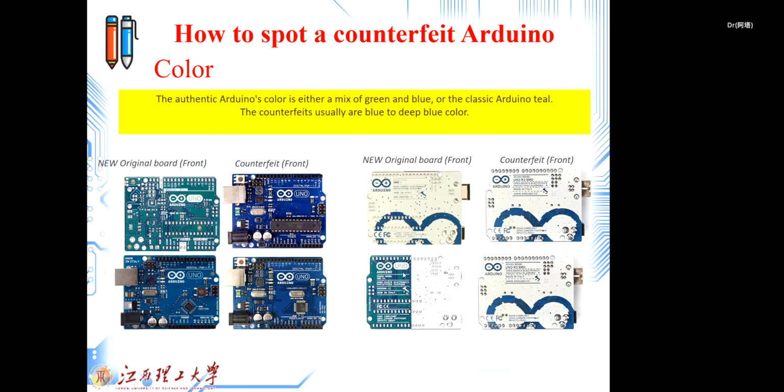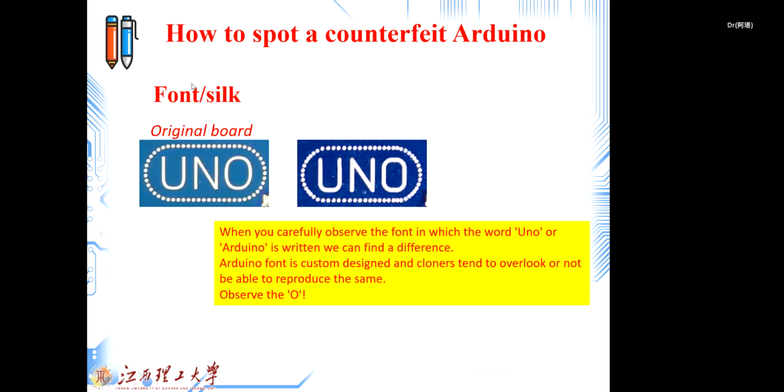From the back side, you will see that the logo of Arduino should be this, or they changed it recently to this green one. But what we can get is something like this. It's amazing. The word UNO, how they make and print it on the board, should be like that. This is the fake one.